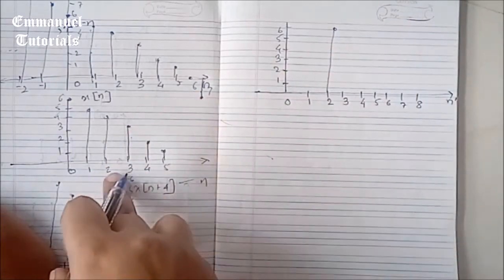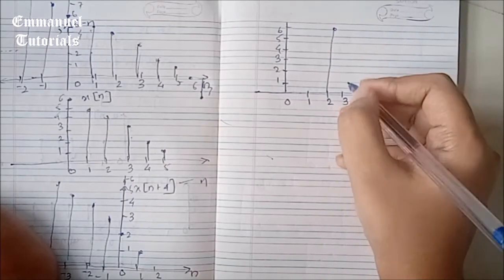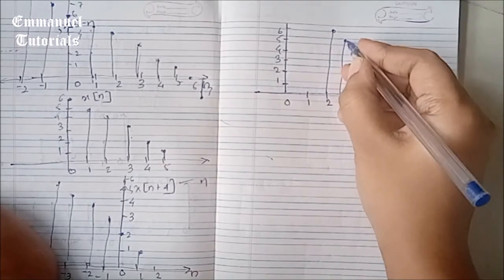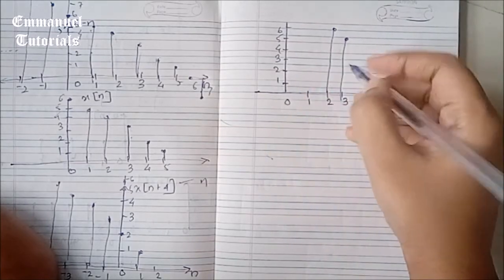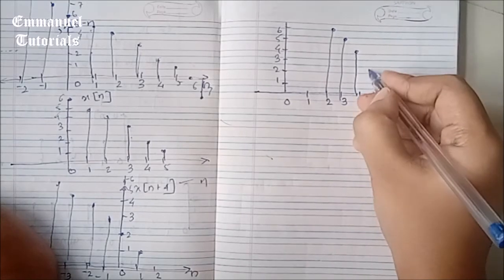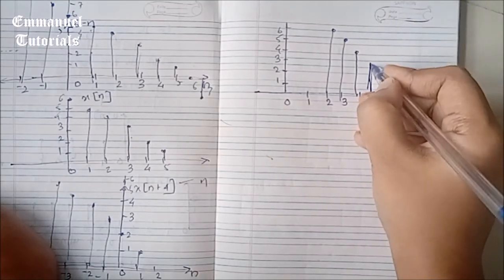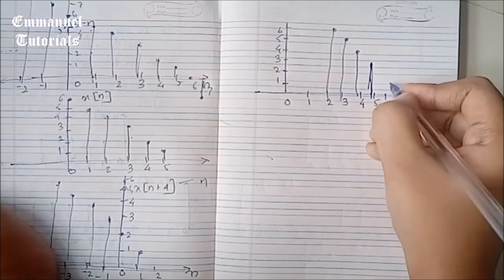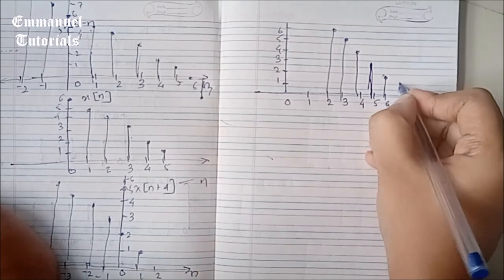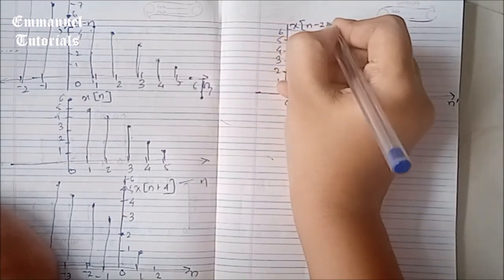The signal at 1 will appear at 1 plus 2, which is 3. So at 3 the amplitude of the signal is going to be 5. At 4 the amplitude is going to be 4. At 5 the amplitude is going to be 3. At 6 the amplitude is going to be 2. And at 7 the amplitude is going to be 1. This is x of n minus 2.